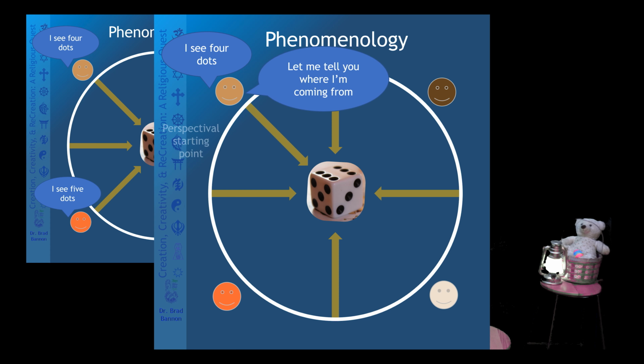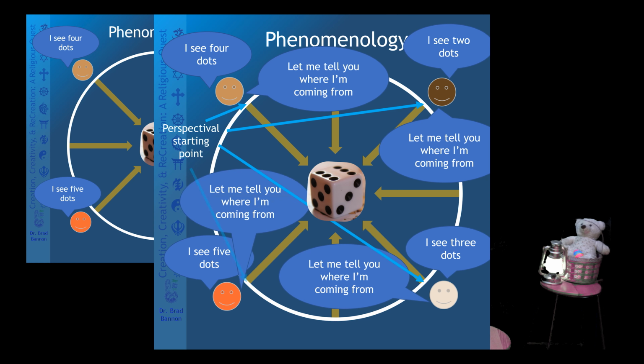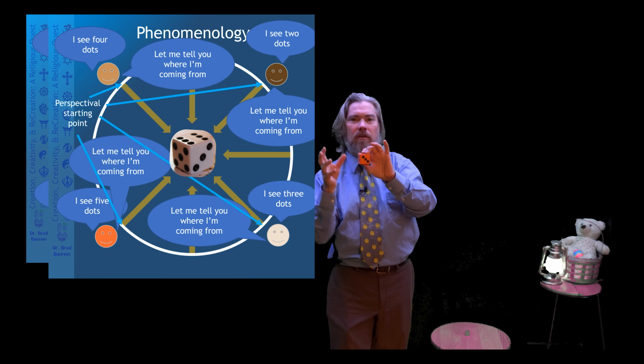So to summarize, phenomenology requires us to carefully describe precisely what our senses reveal to us, but also describe where we are coming from. This is called our perspectival starting point. In order to have a more accurate understanding of the real world as it is, we must listen to the descriptions given by other humans, and we must consider where those other humans are coming from. What is his, her, their perspectival starting point?